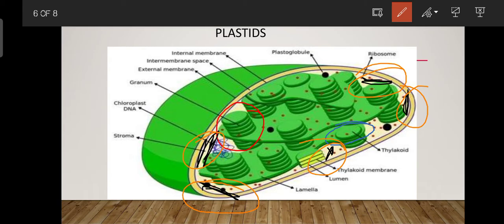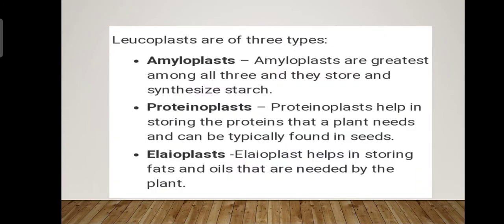They are of three types. Amyloplast. Amyloplasts are the largest among all three and they store and synthesize starch. Example I have given you, potato. Then proteinoplast, it helps in storing the proteins that a plant needs and can be typically found in seeds, that is, pulses, the protein present in those materials.